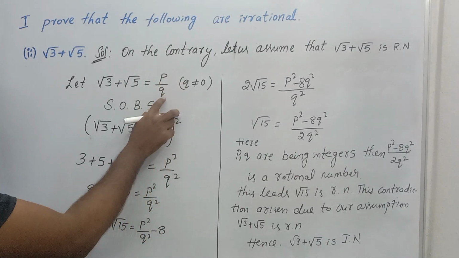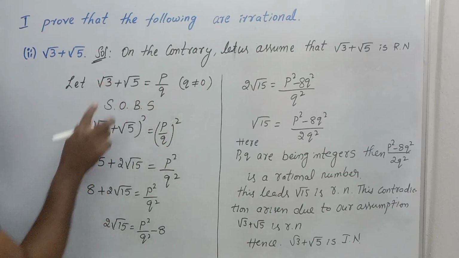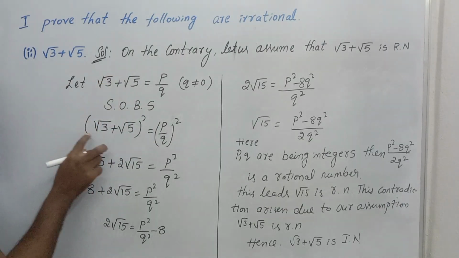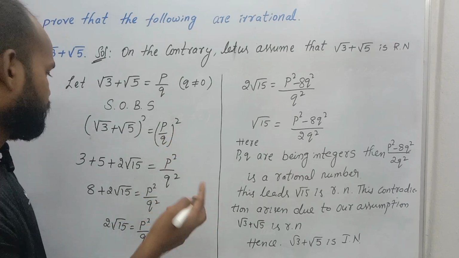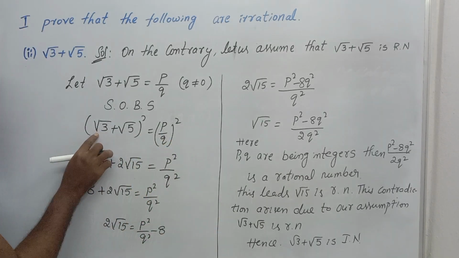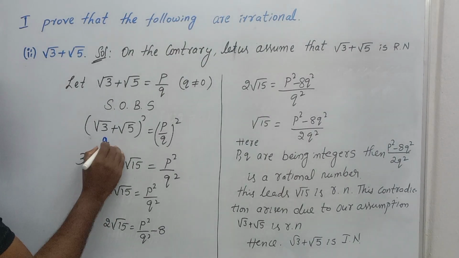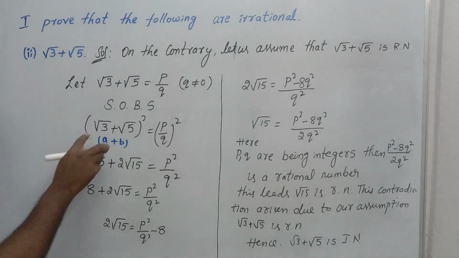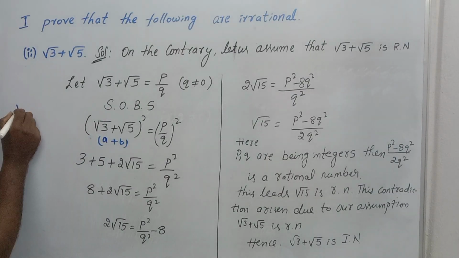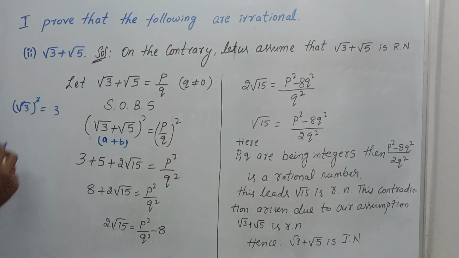So in the p by q form, where q is not equal to 0. Now squaring on both sides to remove the square root, so root 3 plus root 5 whole square is equal to p by q whole square. Then it is in the form of a plus b whole square formula, so expand it. Then a square, that is nothing but root 3 square, which equals 3. Why? Because the square and the root cancel, so it becomes 3.